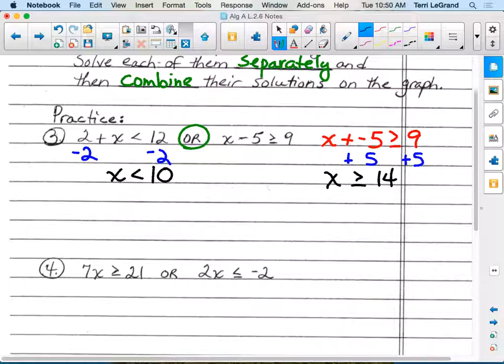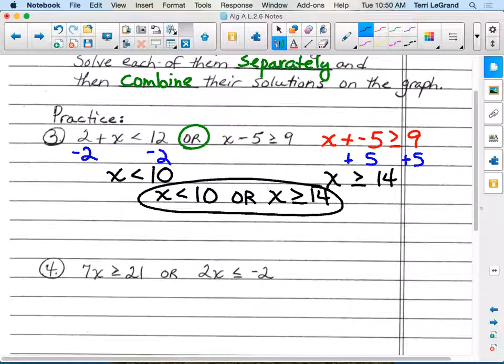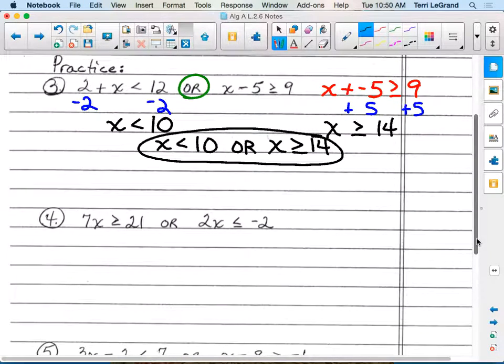Okay, here's what I want you to do. I want you to rewrite both of those, bring them together with the word OR between them. So x is less than 10, or x is greater than or equal to 14. For the OR ones, we have to write the word OR, and I want that on every paper, okay? Now what did it say? Combine their solutions on the graph. So bring them together.